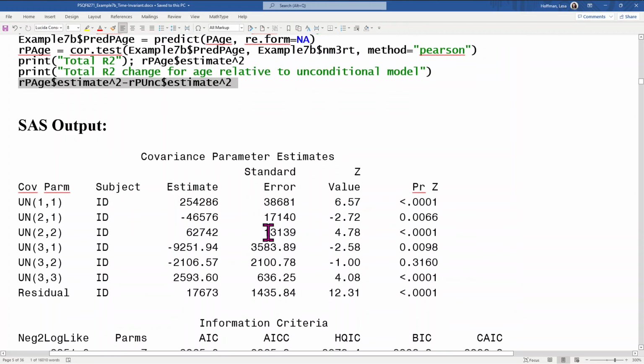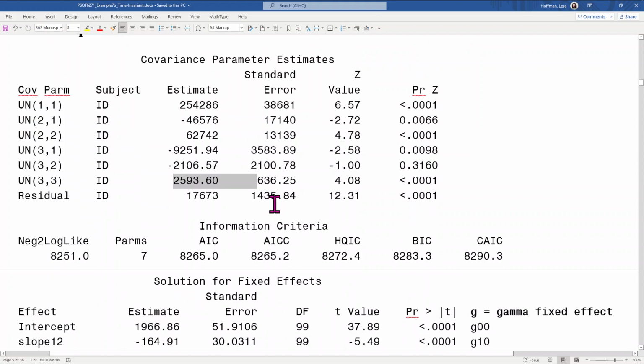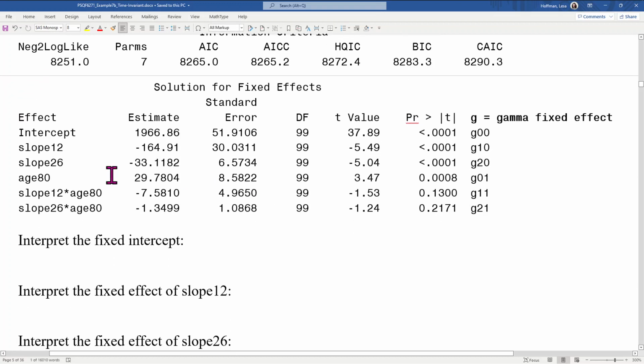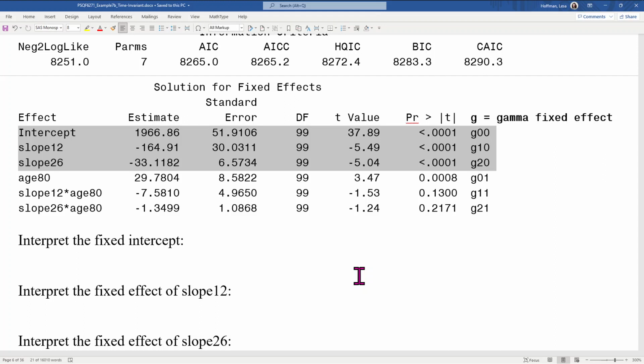So here's my output. These variance components should be smaller to the extent that age matters in predicting individual differences in intercept and in each slope. We'll see the exact difference in the variance components in the output just a second. In terms of the solution for fixed effects, we can think of these three terms as working together to describe the reference growth curve, and in this context it's actually a decline curve, not a growth curve.